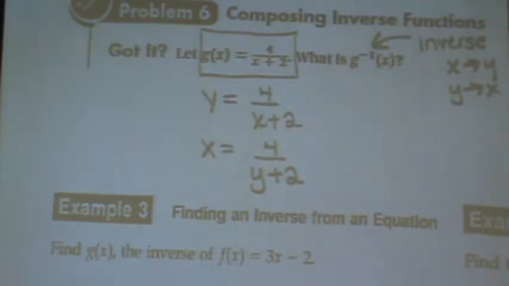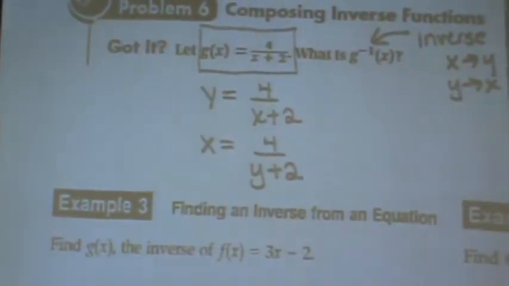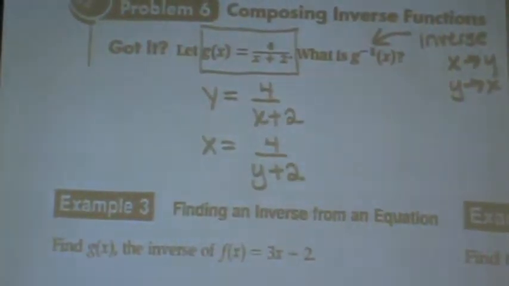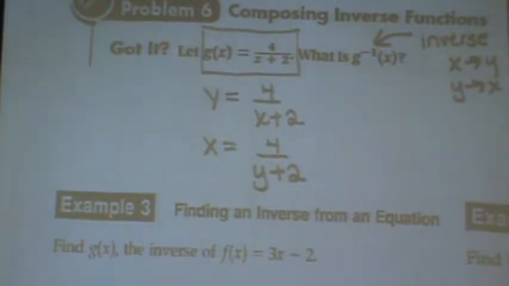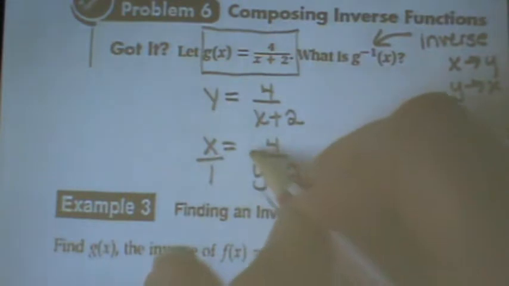There's a couple things you could do. You can multiply by the reciprocal. Okay? You can do that. Or some people like cross multiplying. I think let's try cross multiplying.